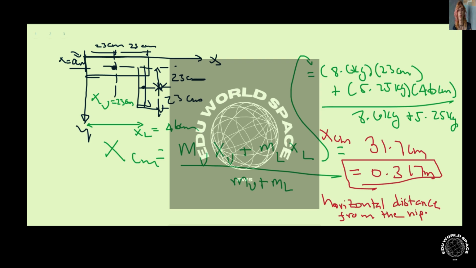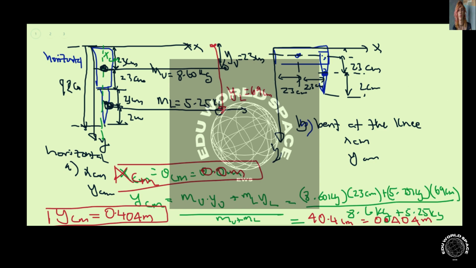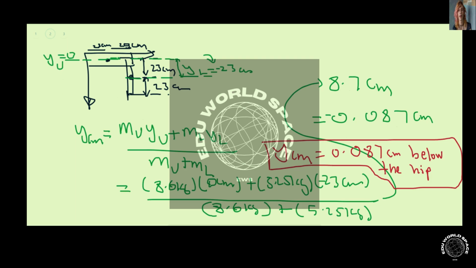Hope you enjoyed the problem. This was a problem about center of mass. We wanted to find the x center of mass and the y center of mass. We first did it when it was horizontal, so we got 0 meters and 0.404 meters. And then we went on and bent the knee and got the y center of mass for that, 0.087 meters.